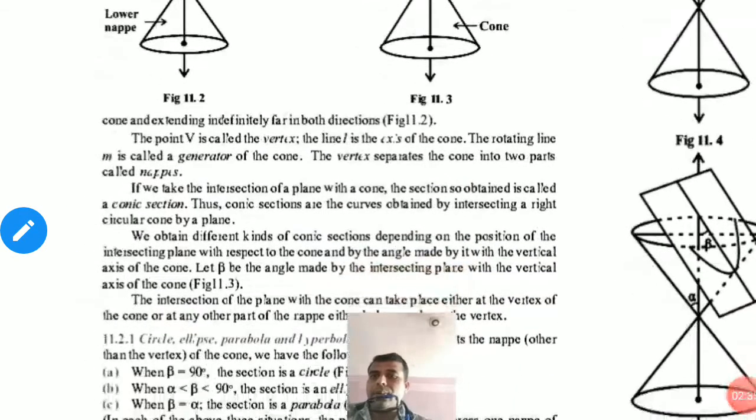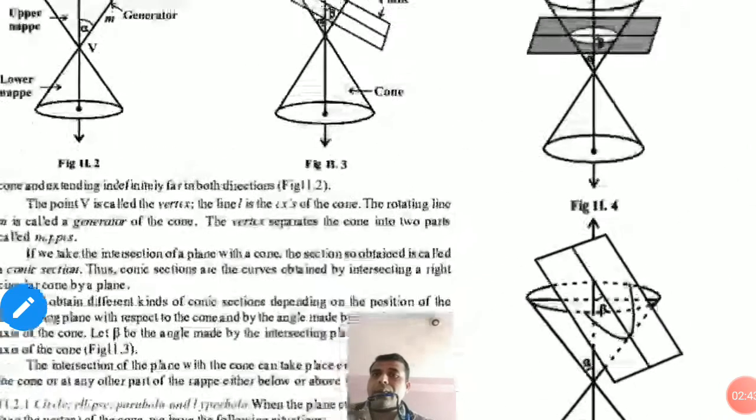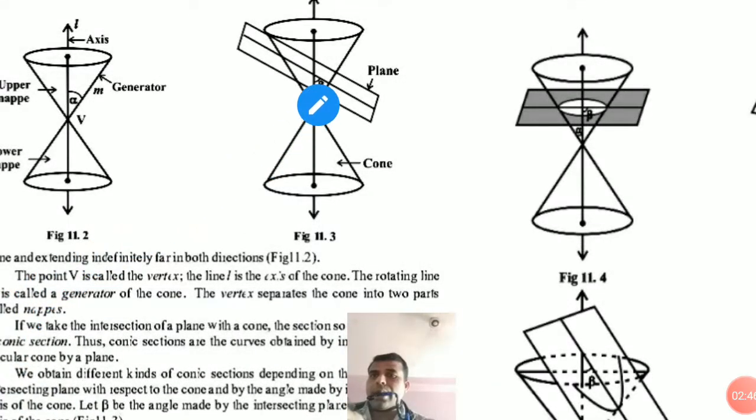When beta is equal to 90 degrees, the section is a circle. When this angle beta is equal to 90 degrees, the plane moves straight like this, meaning beta is 90 degrees subtended at this straight line axis. So when the plane is moved straight, you will get a circle. This is the relation to get a circle.